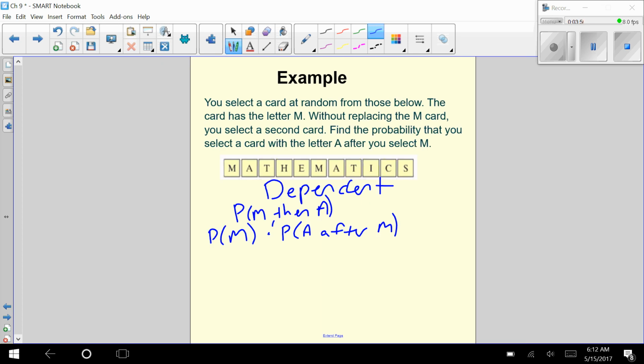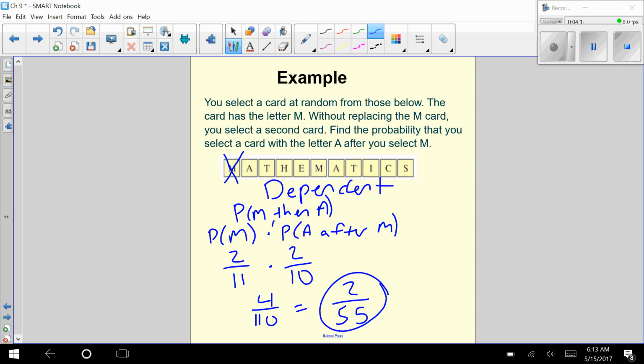The probability of an M, there are two M's out of a total of 11 letters, times, now pretend one of these M's went away now. It's in my hand, it's not an option anymore. Now we have two A's out of only 10 cards. So now we're going to multiply these two fractions together. 2 times 2 is 4. 11 times 10 is 110. Well, that simplifies down to 2/55. Probability of choosing an M and then an A is 2/55.